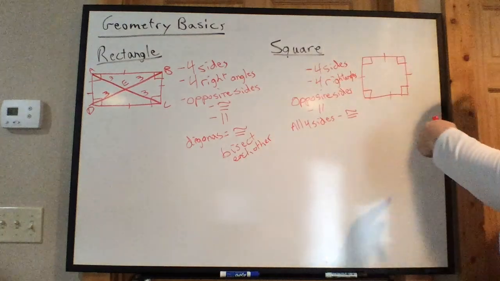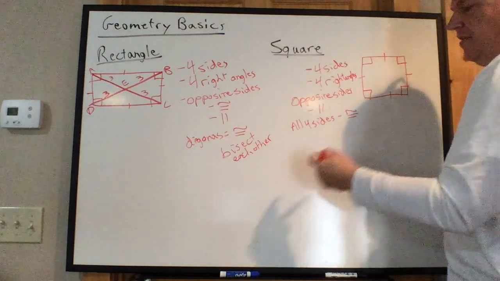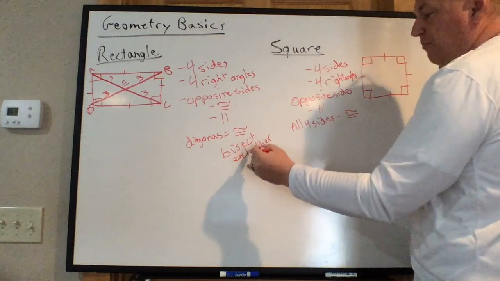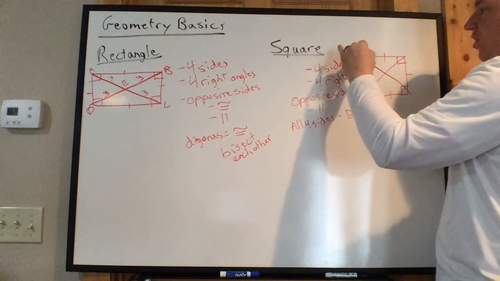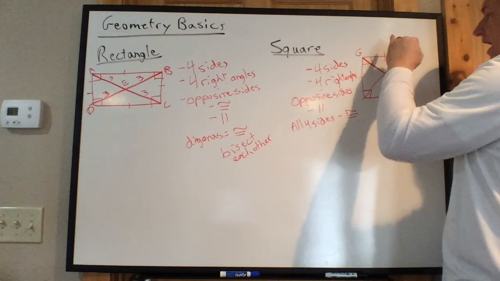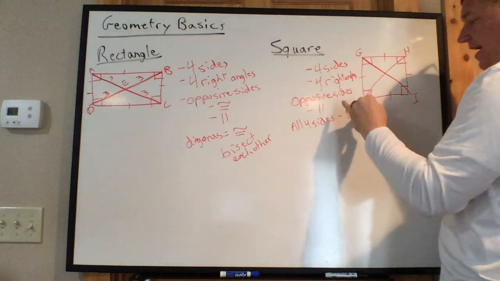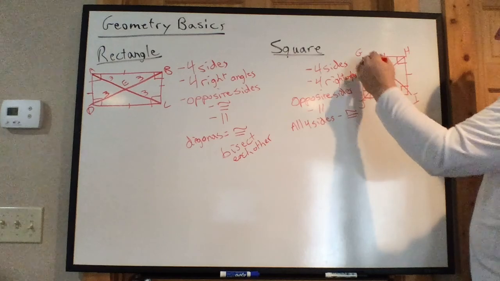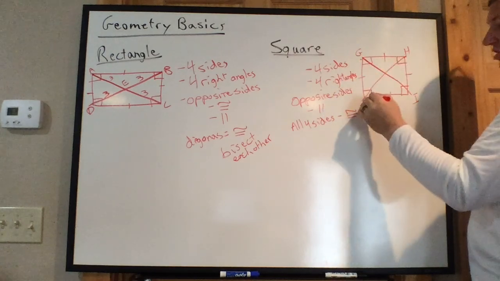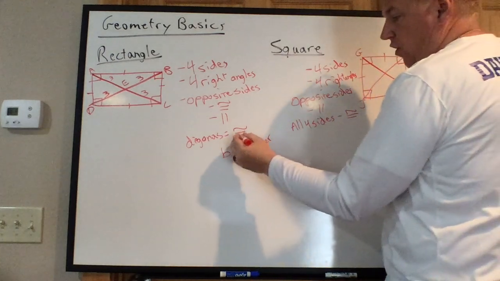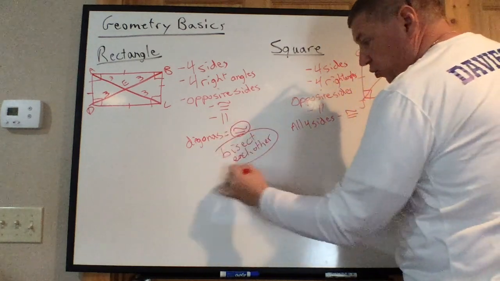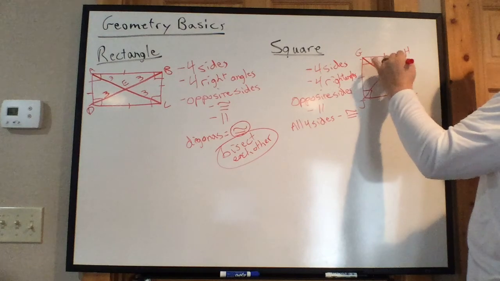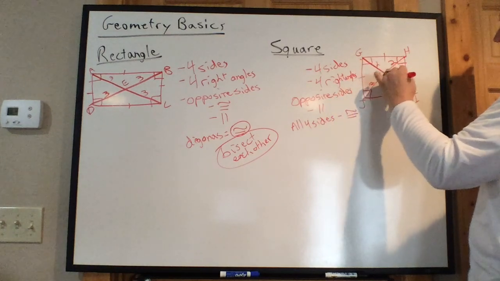So as we look at our square, diagonals not only bisect each other, because we can go from here to there. Let's call these G, H, I, and J. From G to I and H to J, they are congruent to each other. They bisect each other as well. That means that these would be 2, 2, 2, and 2.